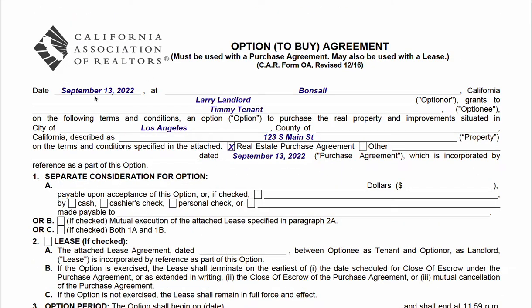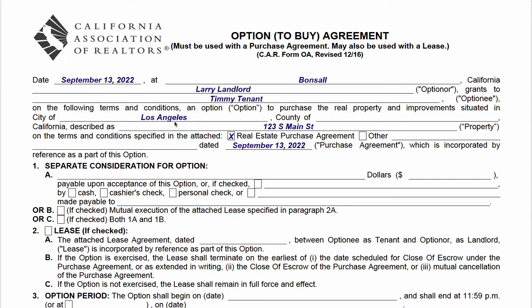So we put the date we're drafting the form here, the city in which we're drafting this form. I just put the city the office is in. But wherever you're drafting the form, I put the optioner, the person offering the option, and I put Larry Landlord because in a lease option scenario, it's the landlord who's the optioner. And then for the optionee, the person buying the option, I put Timmy Tenant.